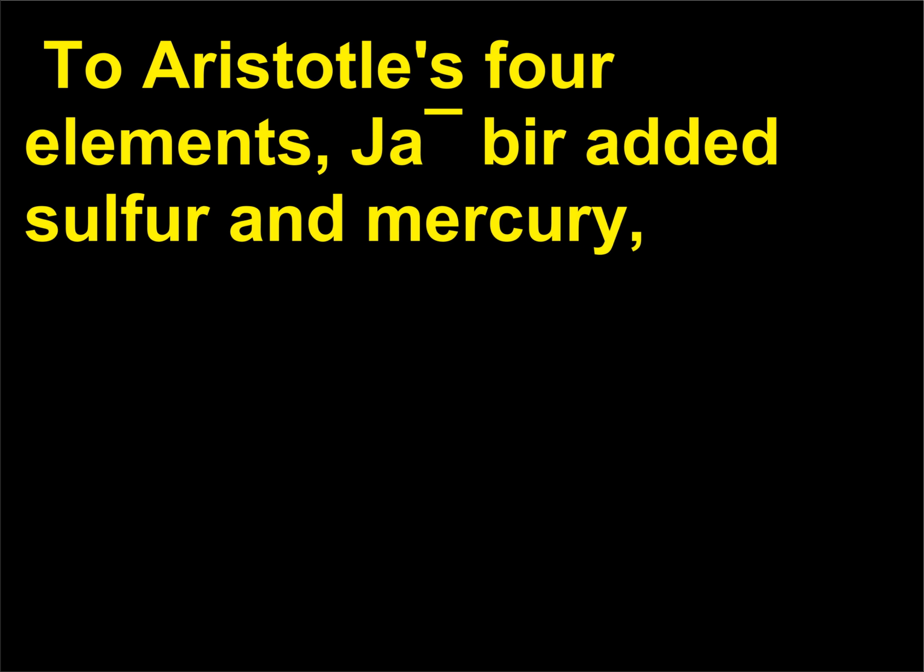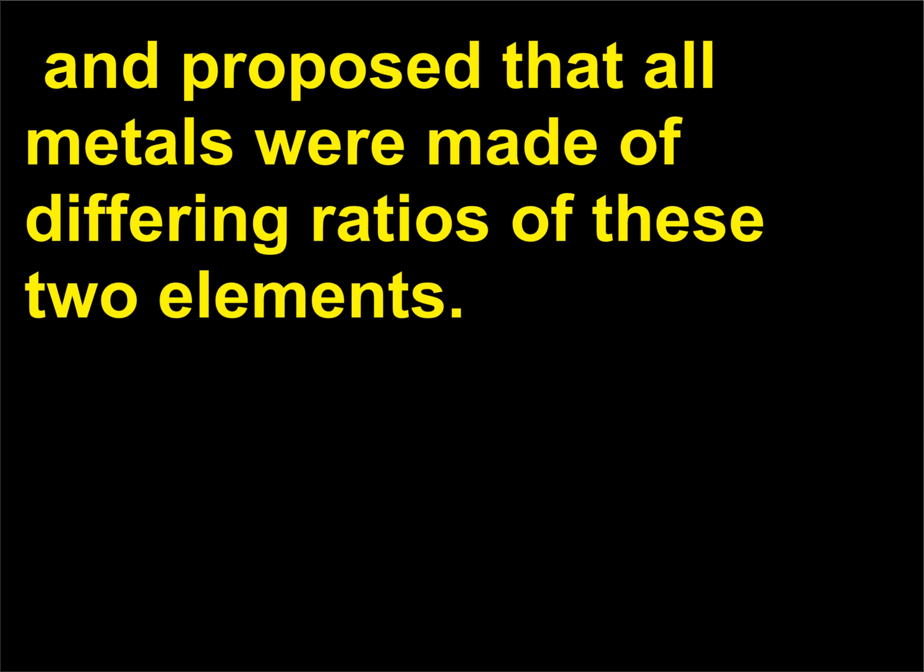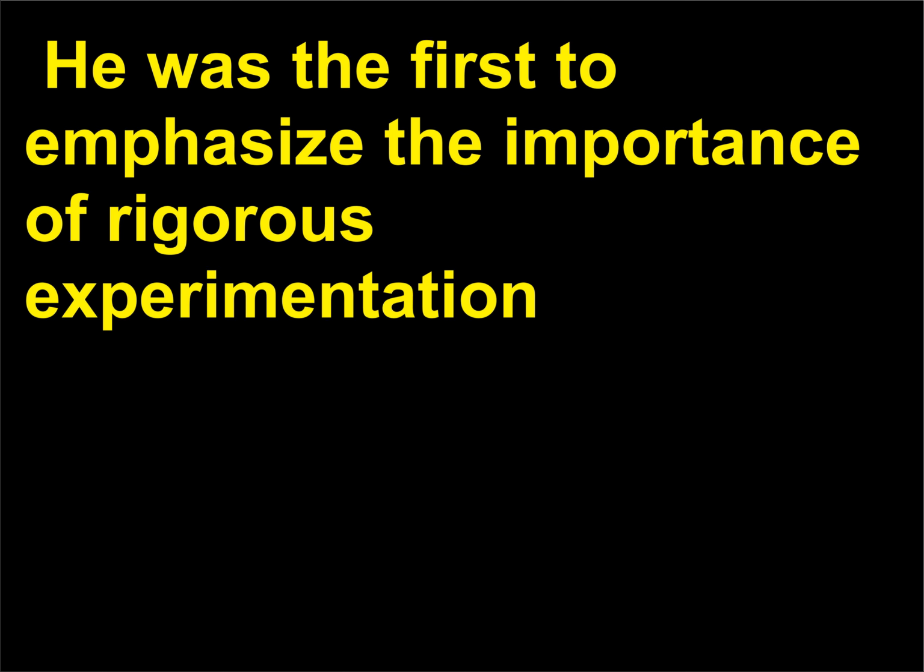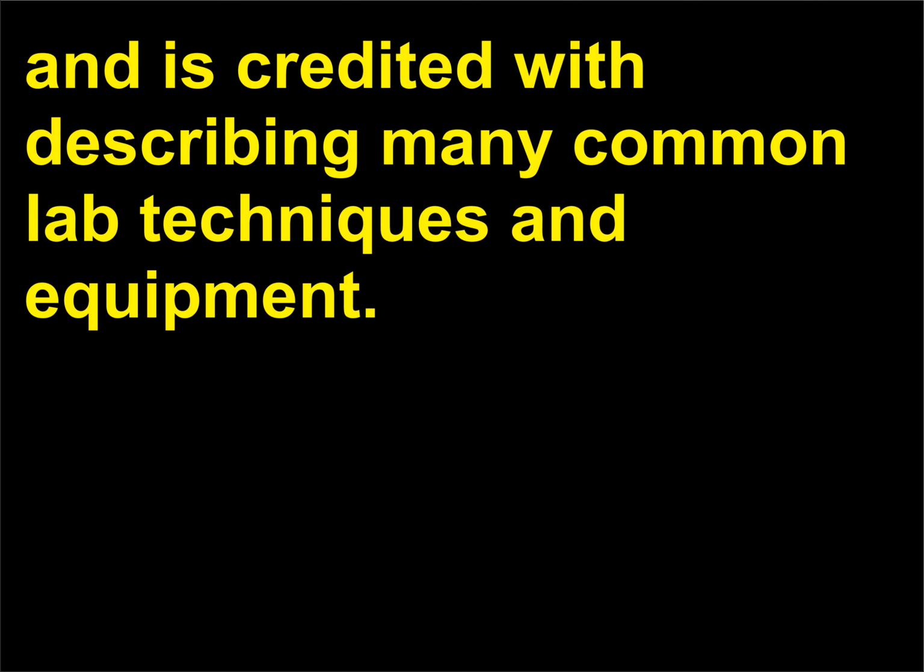To Aristotle's 4 elements, Jaber added sulfur and mercury, and proposed that all metals were made of differing ratios of these 2 elements. He was the first to emphasize the importance of rigorous experimentation, and is credited with describing many common lab techniques and equipment.